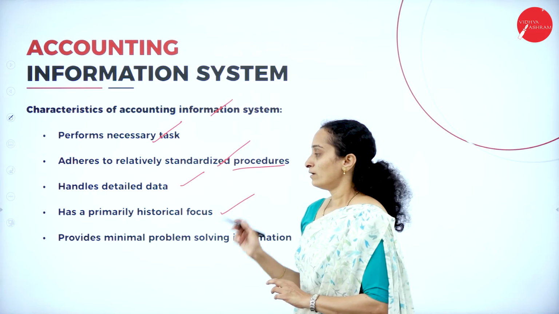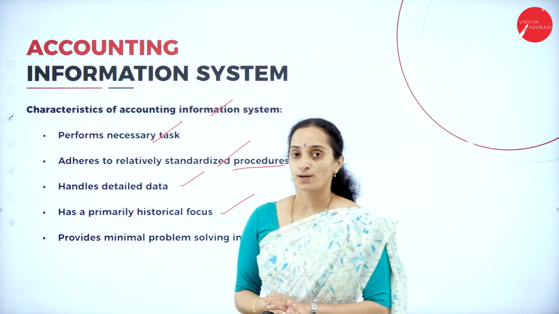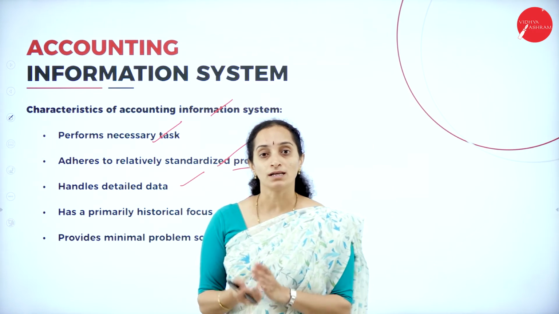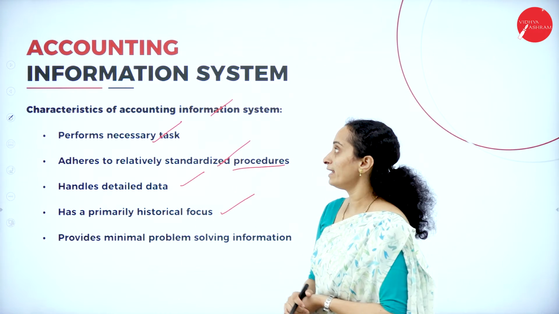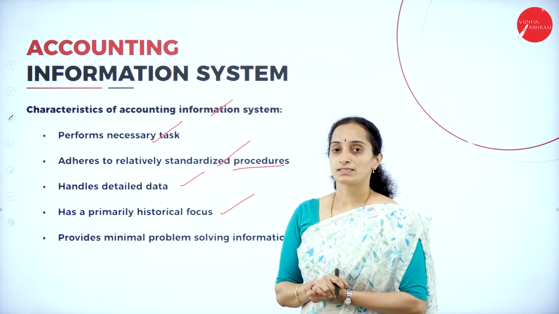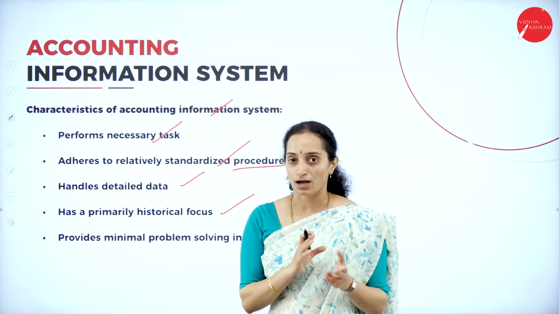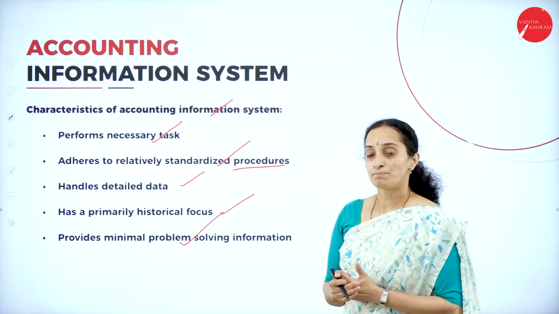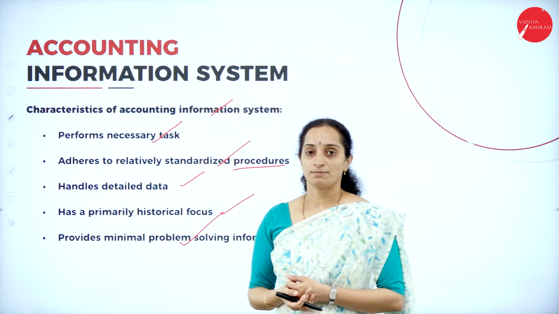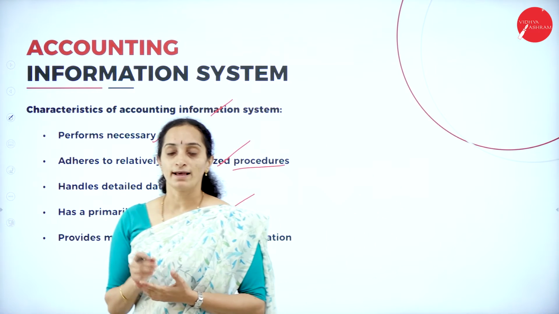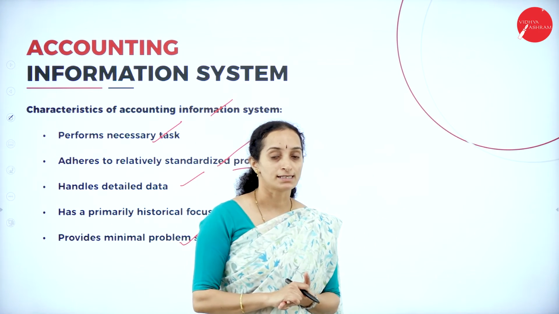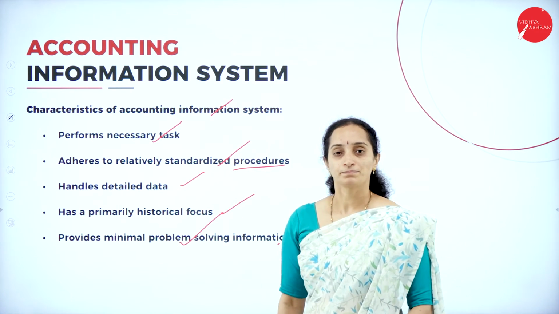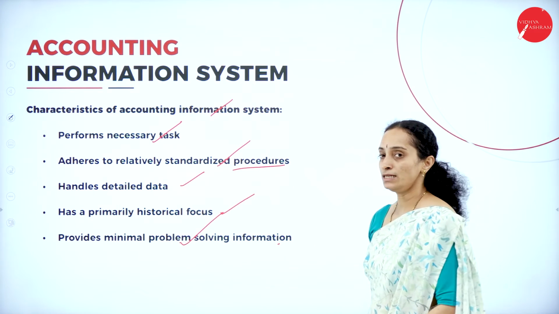Then it has to focus on the historical data, that is, the records that are stored in the repository or in the server must be taken care of by the accounting information system, information related to the accounts department. Then it must provide minimal problem solving information, the information needed to solve a critical problem in the organization related to the accounts must be assisted by the accounting information system.